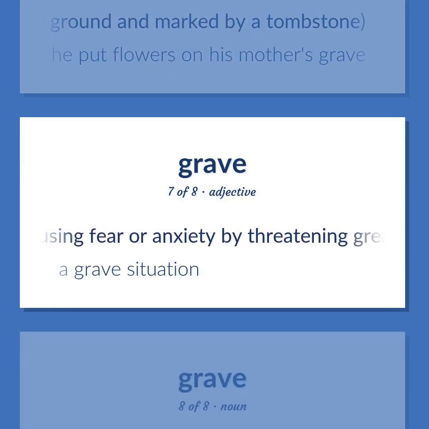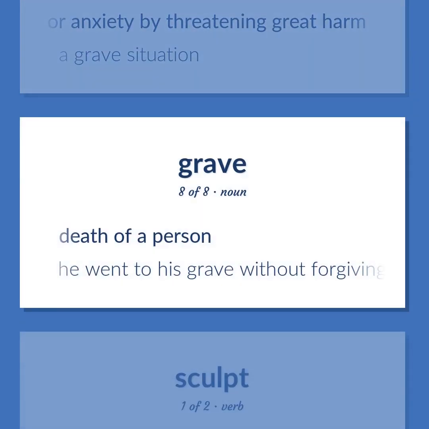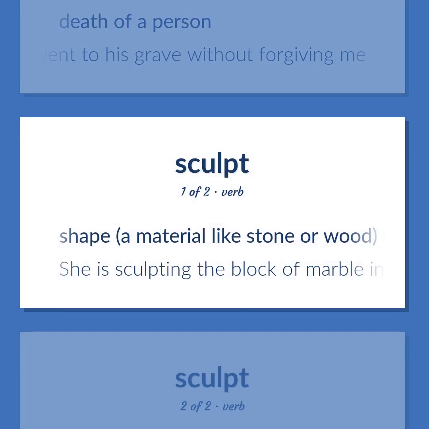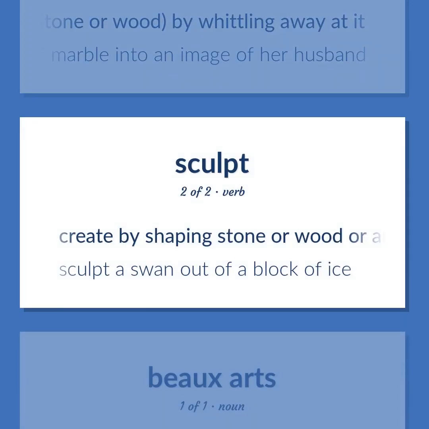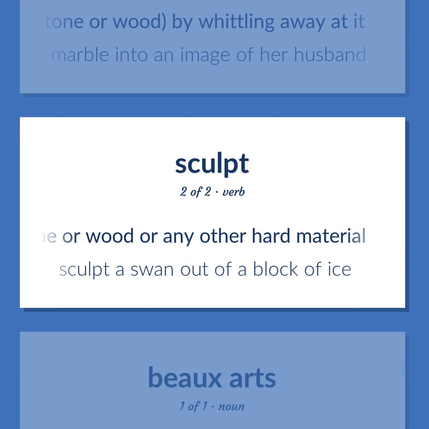Causing fear or anxiety by threatening great harm. A grave situation. Death of a person. He went to his grave without forgiving me. Shape a material like stone or wood by whittling away at it. She is sculpting the block of marble into an image of her husband. Create by shaping stone or wood or any other hard material. Sculpt a swan out of a block of ice.